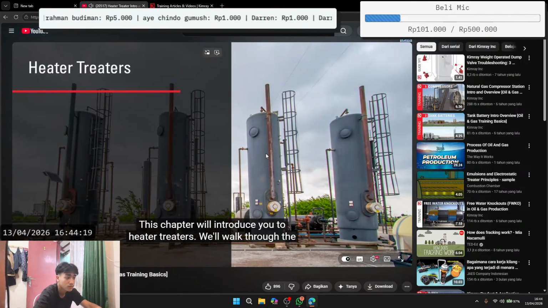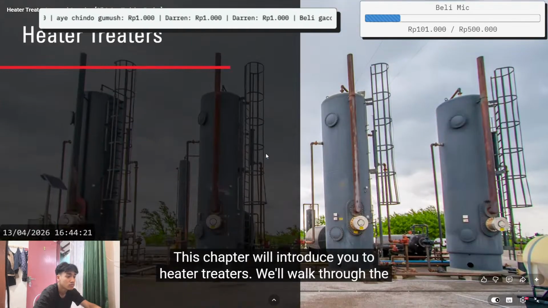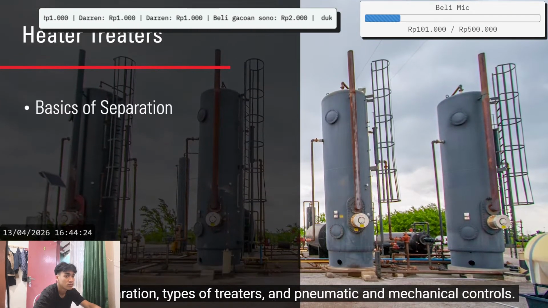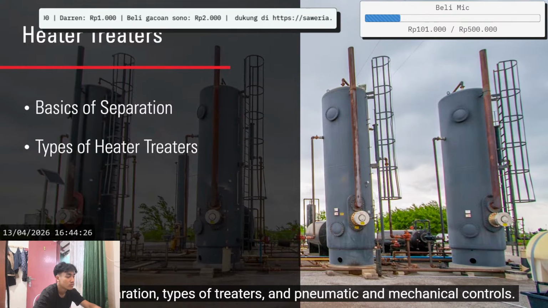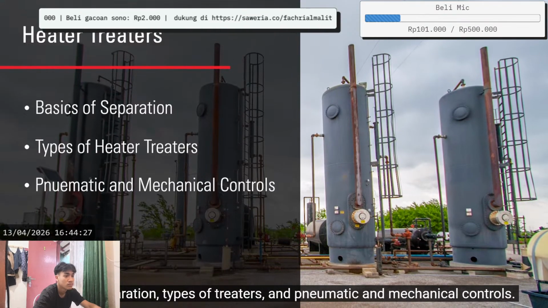This chapter will introduce you to heater treaters. We will walk through the basics of separation, types of treaters, pneumatic and mechanical controls.